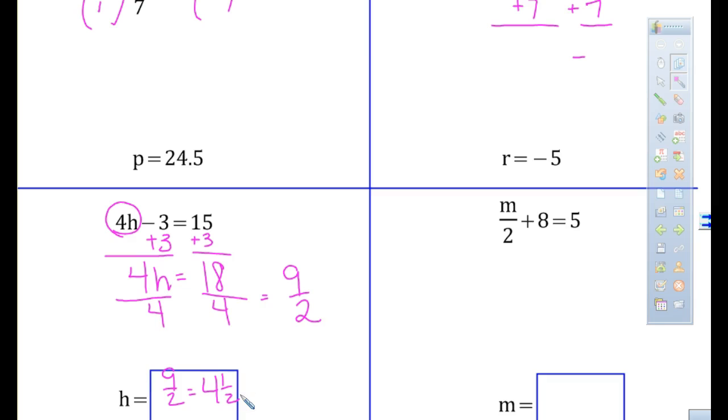I'm starting this one out. How did I get 18? 15 plus 3. Opposite of subtracting 3, but 15 plus 3 gives us 18.